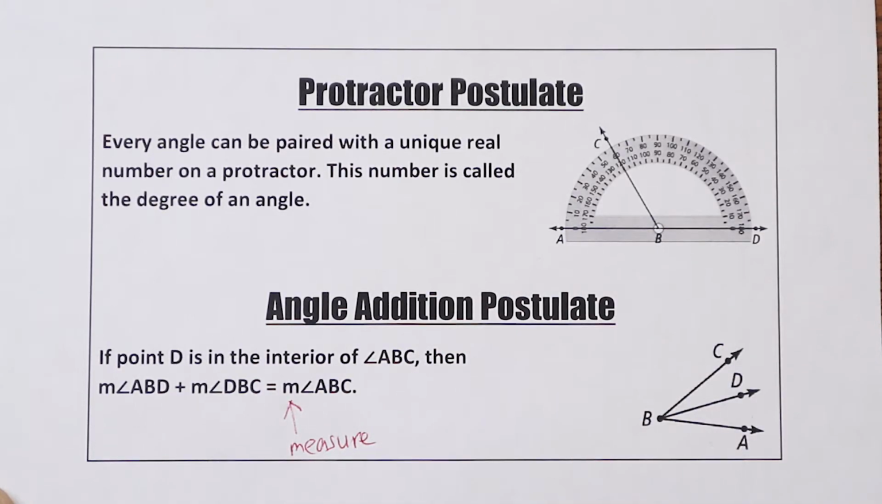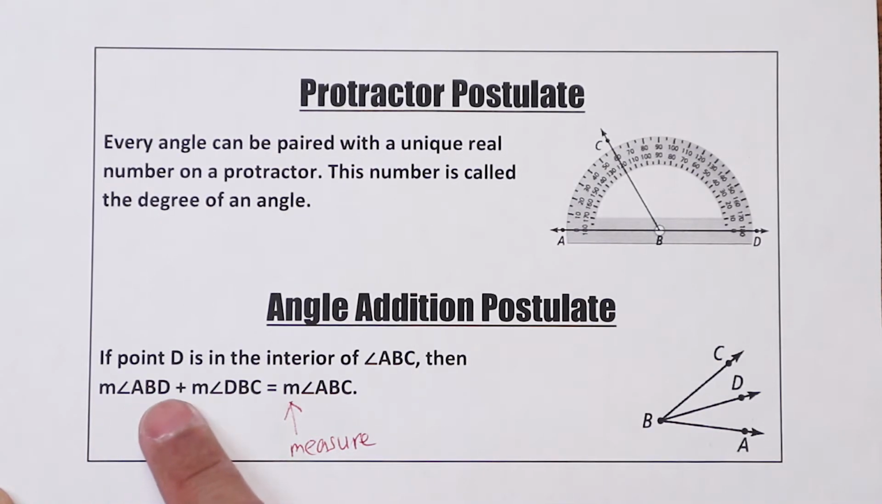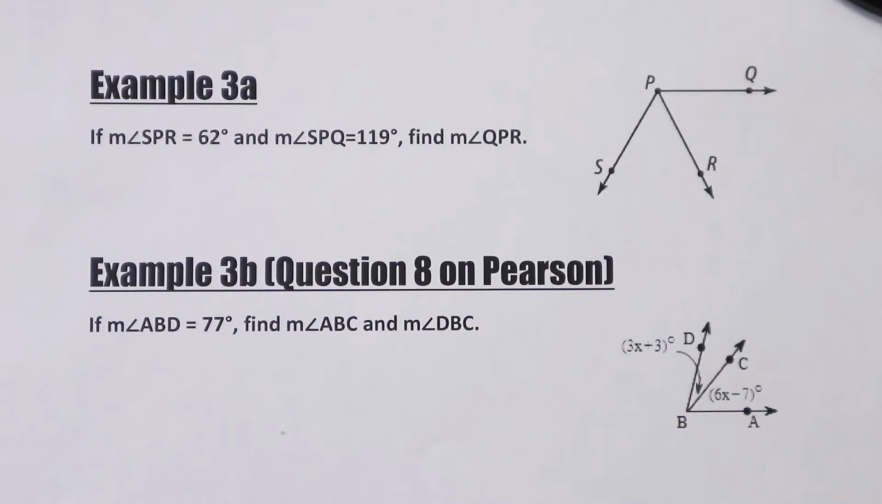Okay, M indicates the word measure. It does not indicate anything else but measure. So we're going to say the measure of angle ABD plus the measure of angle DBC is equal to the measure of angle ABC. Well, with the protractor postulate and angle addition postulate, let's take a look at example 3a and 3b.